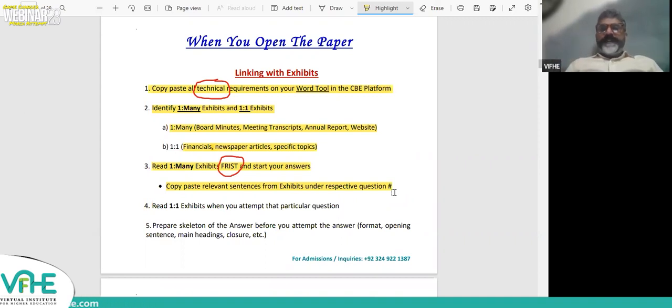When do we read the 1:1? We will read the 1:1 exhibit when you attempt that particular question. So when I come to the risk management proposal question, at that time, I will read that exhibit. When I come to the customer service question, at that time, I will read the poor customer service exhibit. Okay. Is that clear?